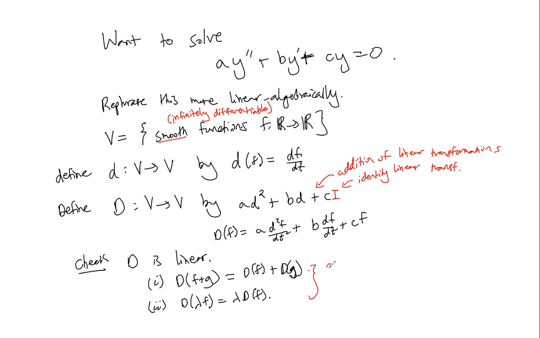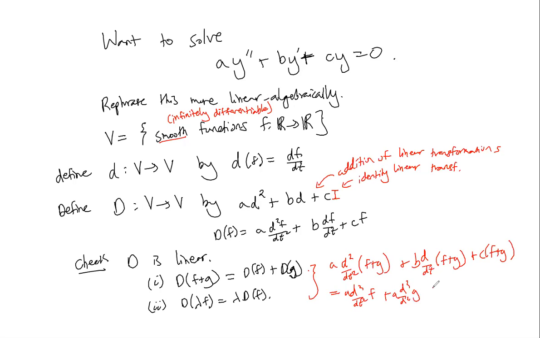It's just because if you take a times d squared over dt squared of a sum of functions, it's just going to distribute. That's just how derivatives work. You can break it up, and so forth. So you're going to get exactly what you need to get. So D is a linear transformation. We've seen this a little before, again, between polynomial spaces.